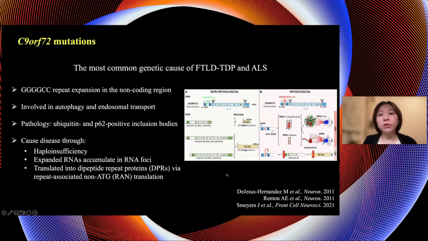Okay, so let's move to the C9. The repeat expansion of C9 is also the most common gene associated with FTLD, especially with those FTLD and ALS kindred, and also the TDP-43 based pathology. The C9 repeat expansion carriers were thought to involve autophagy and endosome transport.